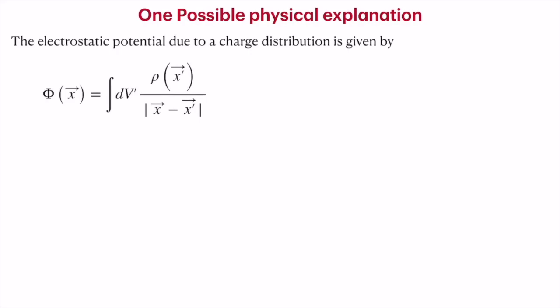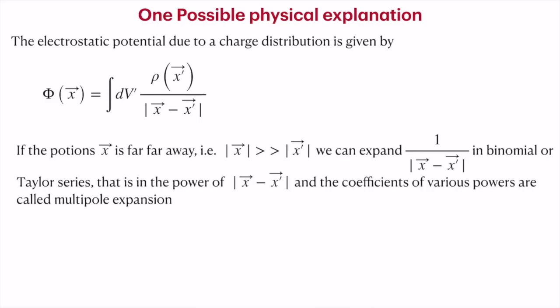So we have seen that given the charge distribution, using Coulomb's law, we can define the potential. And of course, when x, the point at which you measure the potential, is far away from the charge distribution itself, or outside the charge distribution itself, then you can expand the distance 1 by x minus x prime in terms of binomial or Taylor expansion in various powers of x minus x prime. So this is what essentially leads to the multipole expansion.